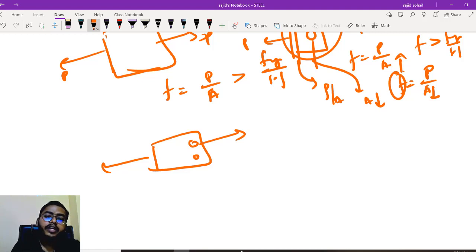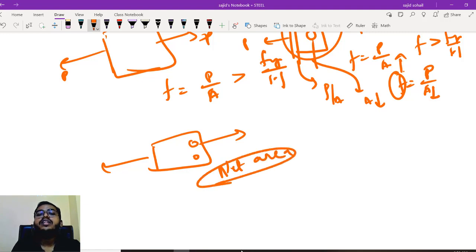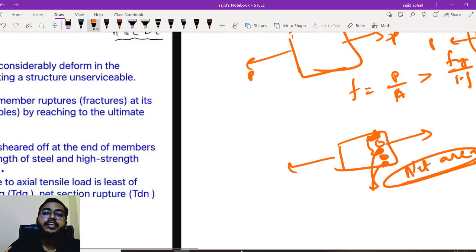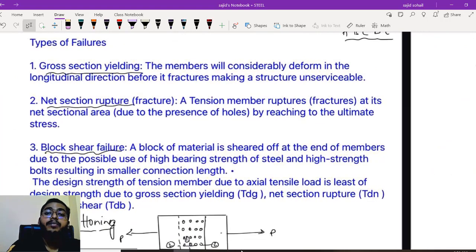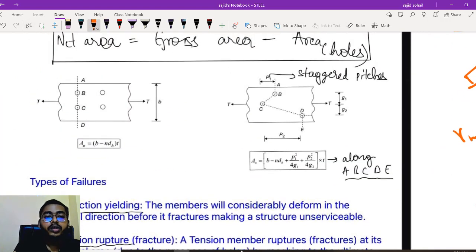So it is very important to calculate what is the net area, the net area which is actually resisting my tension. Agreed or not? What is the net area which is resisting the tension now? If there are two holes, then this area and this area is the only effective area which is resisting my tension. Agreed or not? So calculating this becomes very important. Now what is your net area?